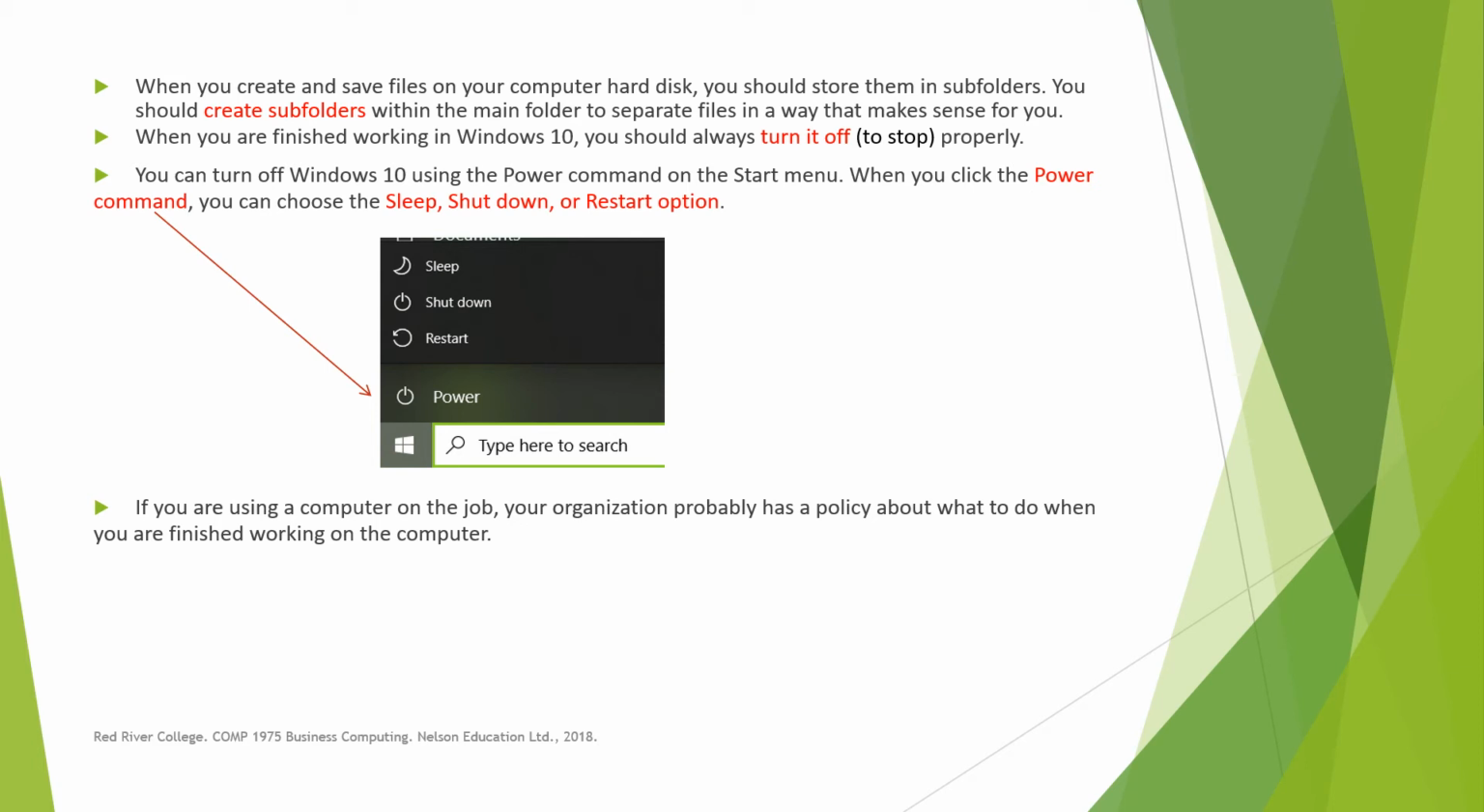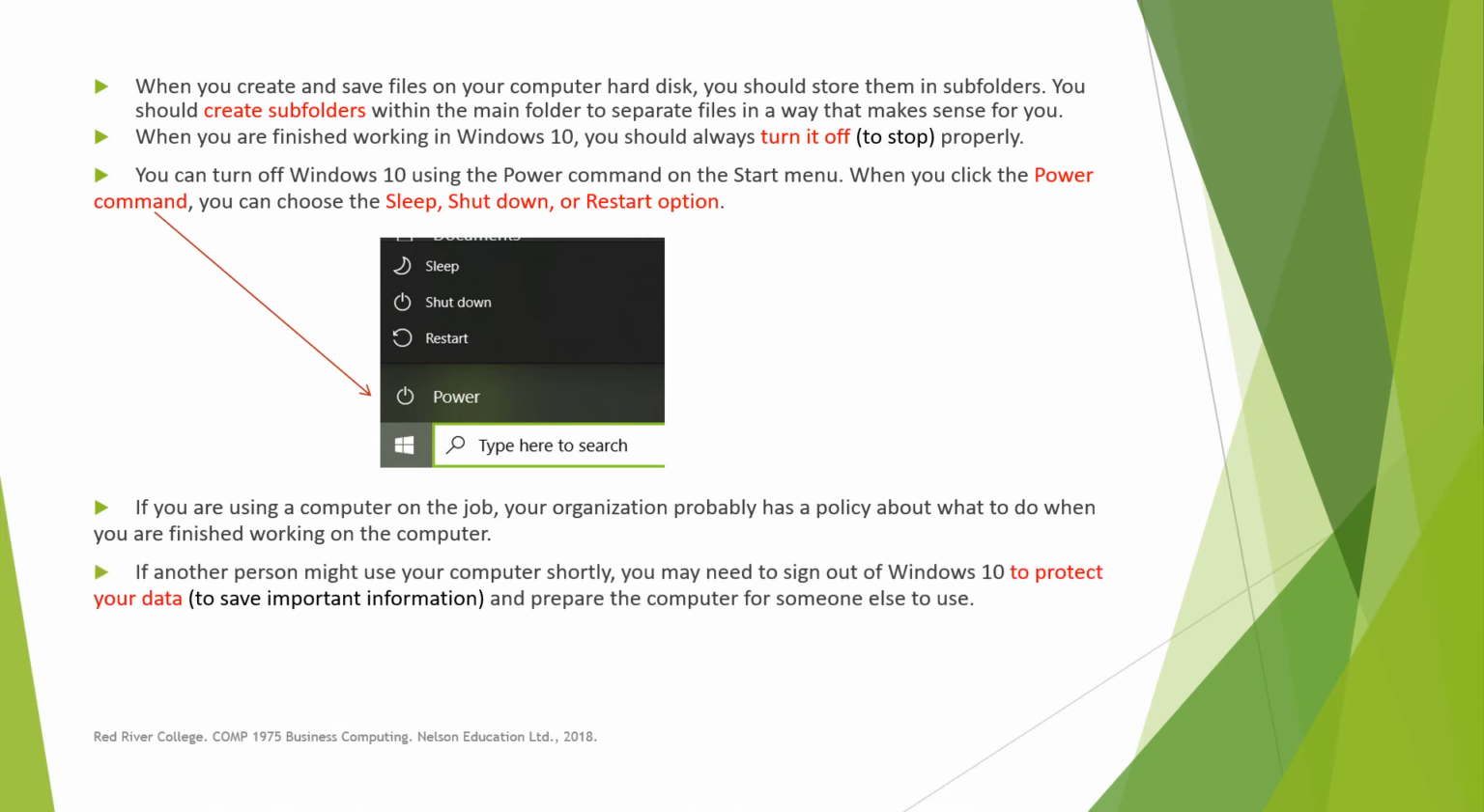If you're using a computer on the job, your organization probably has a policy about what to do when you're finished working on the computer. If another person might use your computer shortly, you may need to sign out of Windows 10 to protect your data and prepare the computer for someone else to use. To protect your data, to save important information. To sign out of Windows 10 is to conclude use of the computer system. Click your user icon on the Start menu and then click Sign Out.